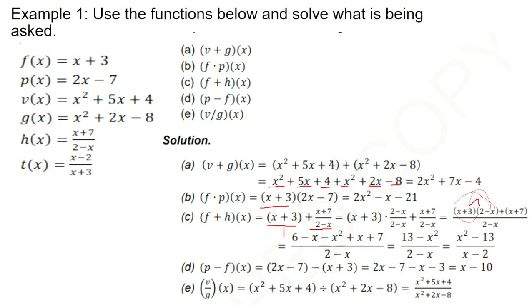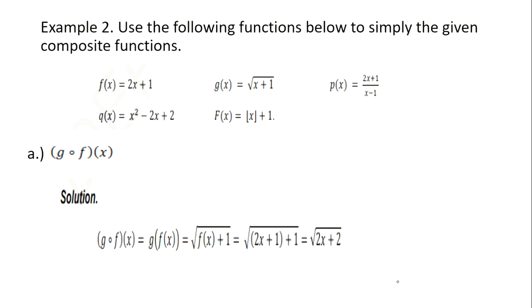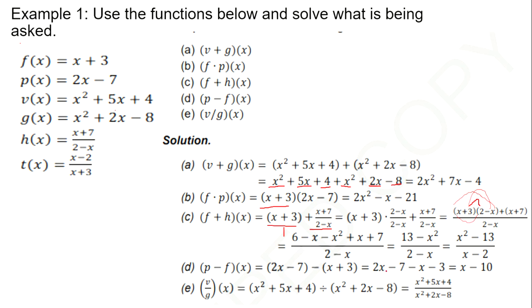Let's move on. We have letter D, the difference between p minus f. So the value of p of x is 2x minus 7 minus the value of f of x, which is x plus 3. Again, we distribute the negative here. We copy 2x minus 7, then we distribute the negative: negative times x is negative x, and negative times 3 is negative 3.